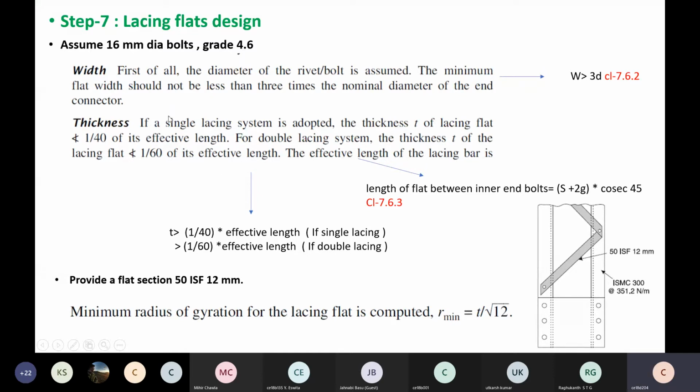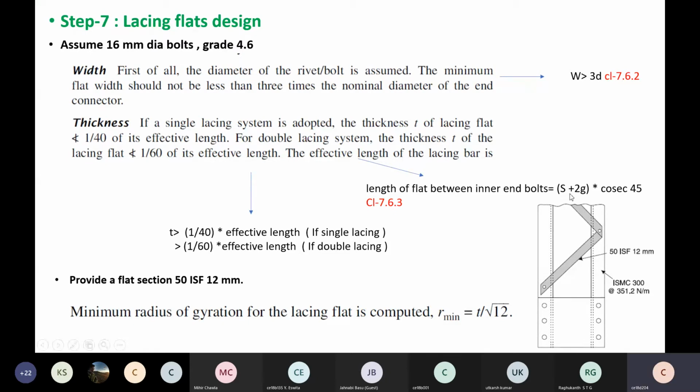So once you calculate the width, we'll go for the thickness. For the single lacing system, the thickness of the lacing flat should not be less than 1 by 40 times of its effective length, whereas for double lacing, it should be 1 by 60 of its effective length. The effective length is nothing but the length of the flat between the inner end bolts, which is given by S plus 2G into cosecant 45. So T should be greater than 1 by 40 times of S plus 2G into cosecant 45. First determine the length of the flat between inner end bolts.